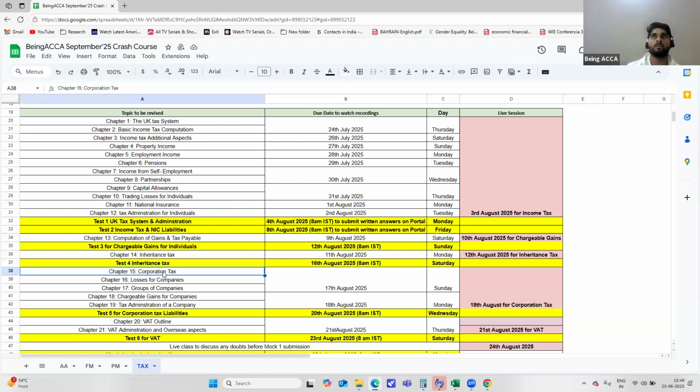One will be an introduction to corporation tax and how it is different from the income tax. The next will be losses for companies and what are the reliefs available. And third, this will be the most important topic, groups of companies, where we'll be discussing group reliefs and what are considered as subsidiaries, what are capital gain groups and all of those in the groups of companies. Next, we'll talk about chargeable gains for companies and how it is different from the chargeable gains for the individuals. And next is tax administration, where we'll be discussing the filing dates and all of those.